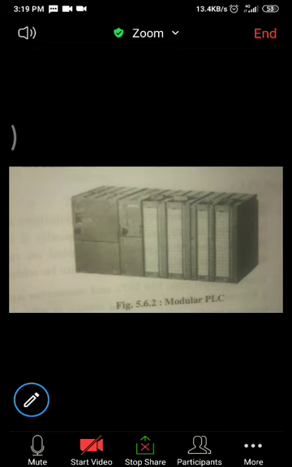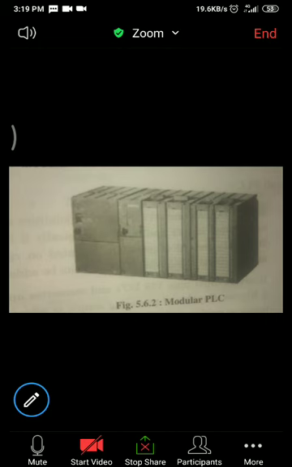One thing you must notice in medium and large PLCs is that expansion or additional racks can be fitted to them, so that you can increase the number of input outputs, or you can increase the memory of the PLC by connecting additional or expansion cards. So these are the types of PLC. Modular PLCs are most commonly used in industry because they provide flexibility and additional input outputs, but in small scale industry, unitary PLCs are used.